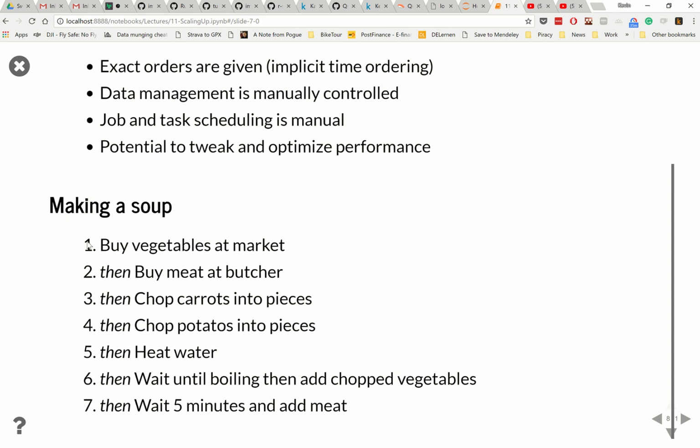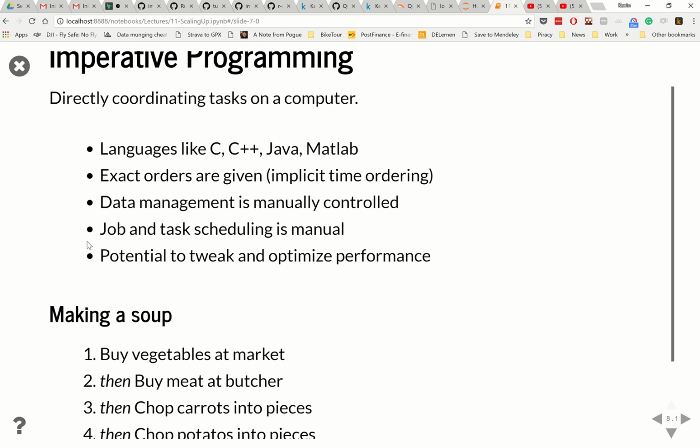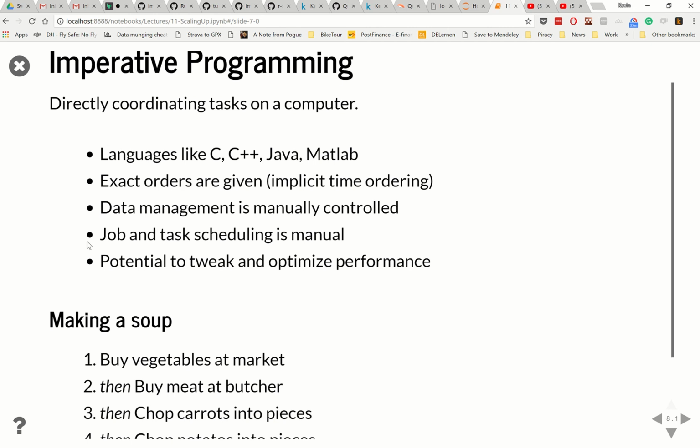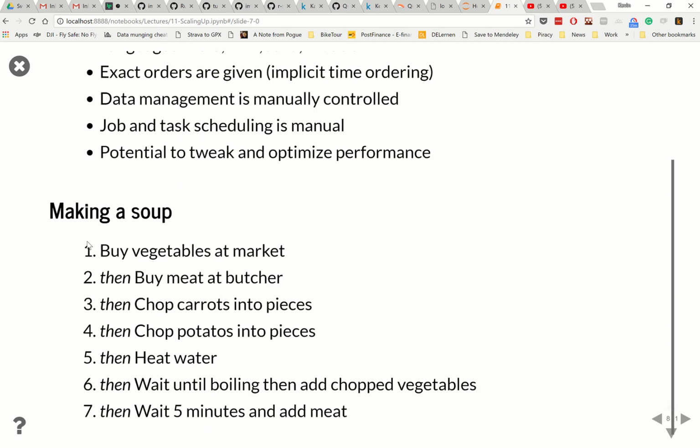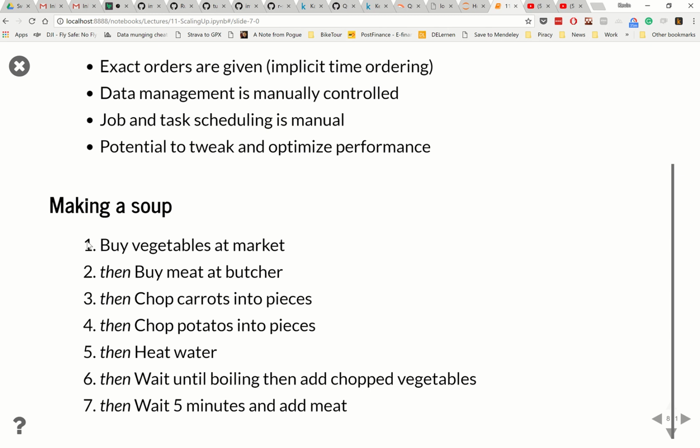So it doesn't know that it can send someone else to go pick up the meat, because picking up the meat has nothing to do with the vegetables, but step 3 does have something to do with step 1. If you put your tasks in this imperative form, with just a list of operations, there's no way for it to know which things are connected and which things should be done in which order. And this is how most computer languages work and how most people are taught to program.